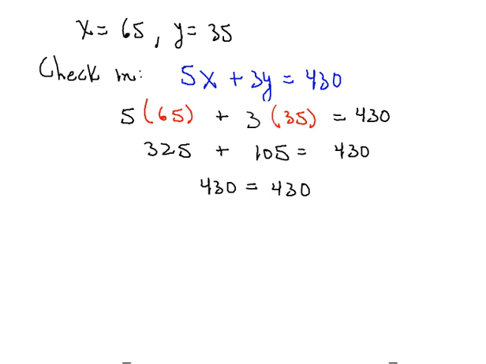Now let's next check the values we found for x and y in the second equation of our system, which involved the revenue. And so as you can see, I've substituted the 65 for the x and 35 for y. And if we multiply 5 times 65, that will produce 325, and 3 times 35 will be 105. And adding those two together, we get 430. So we can see that our values for x and y do indeed check in the second equation.